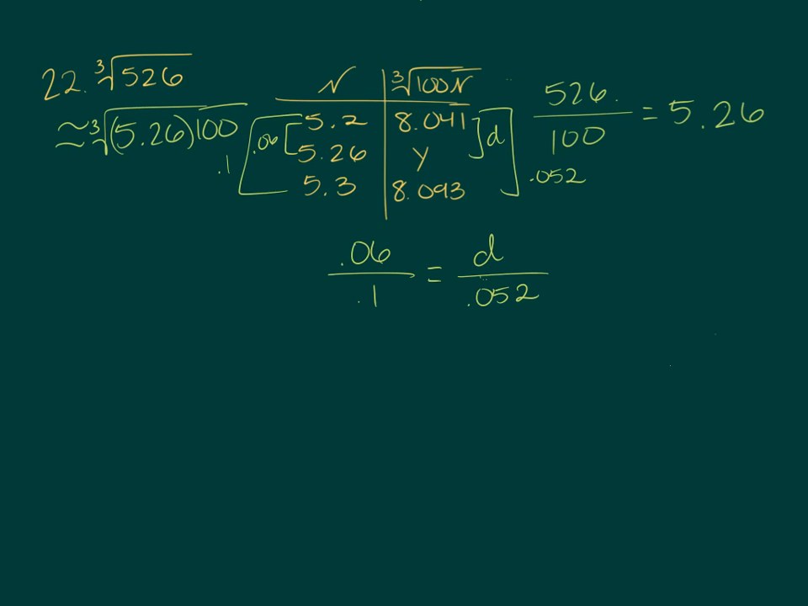And now I'm going to solve for d. d will approximately be 0.0312. So my approximation of my cube root of 526 is going to be 8.041 plus 0.0312, or 8.072.